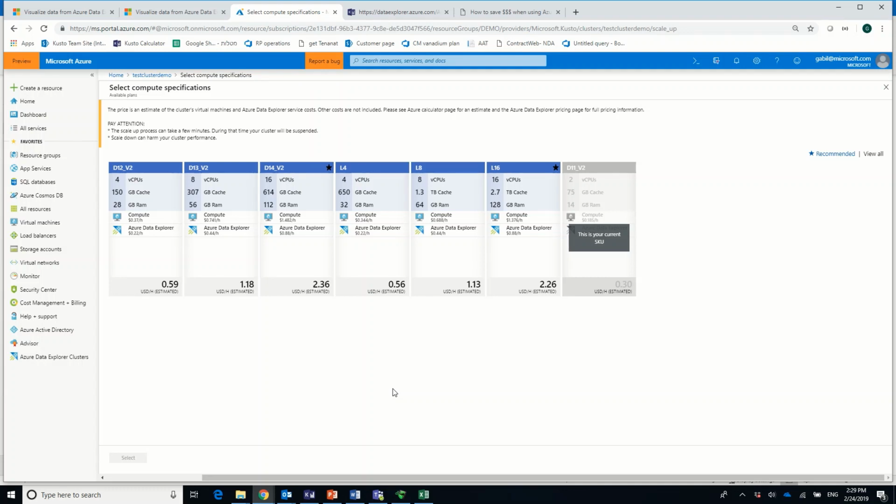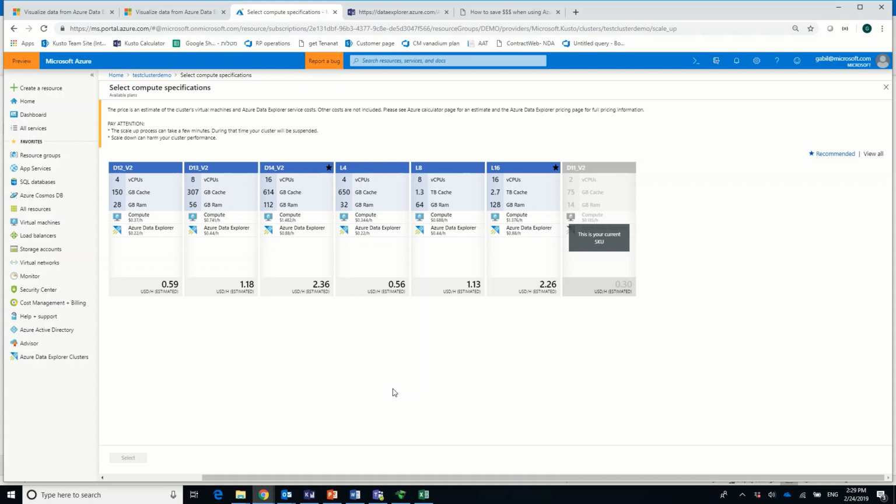The difference between the two is that the storage optimized SKUs are usually used when your scenario includes hosting a lot of data in the hot cache, as compared to the D-series SKUs, which are usually used when you have a scenario that requires a lot of CPU for running heavy queries and running concurrent queries.